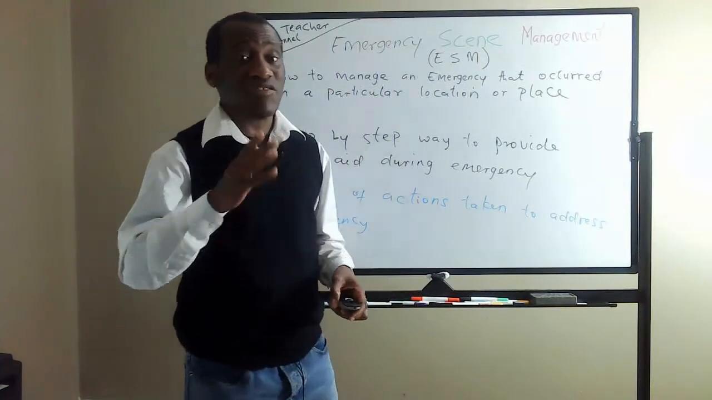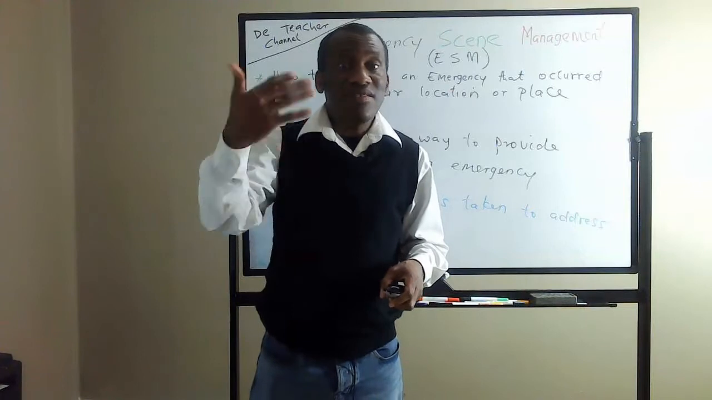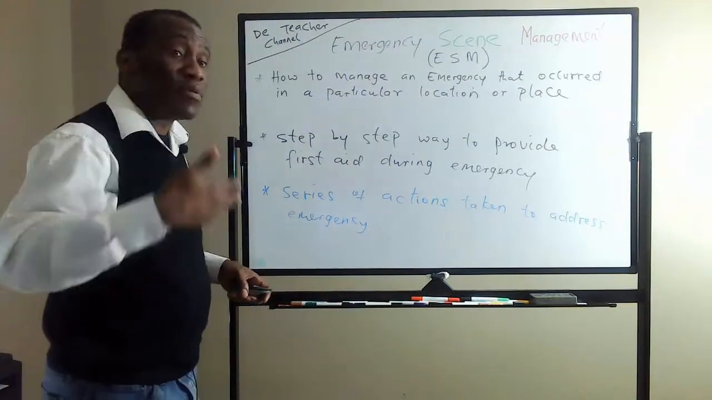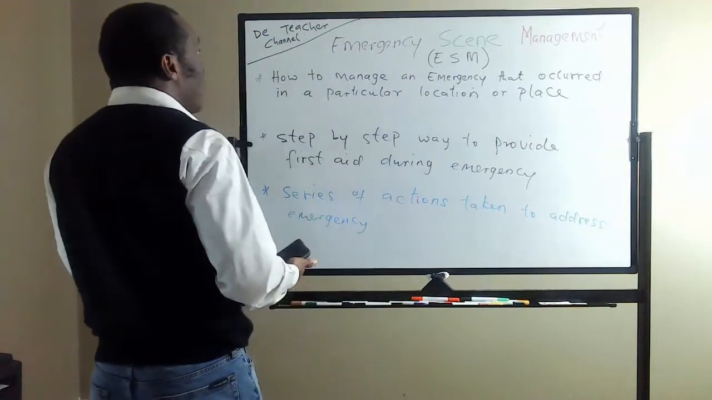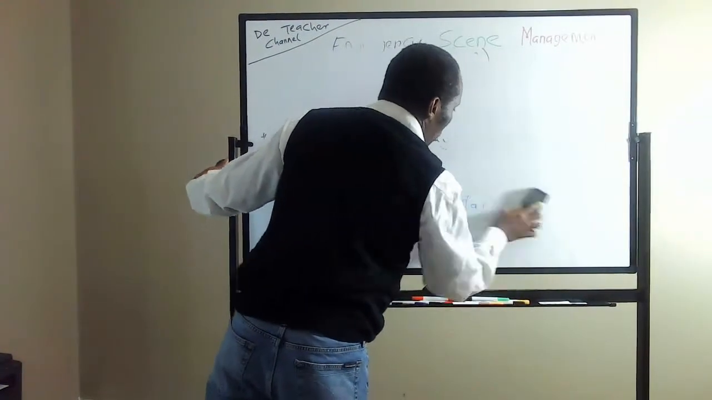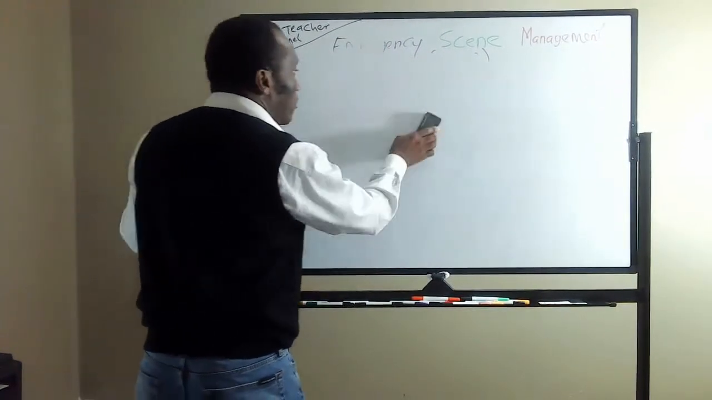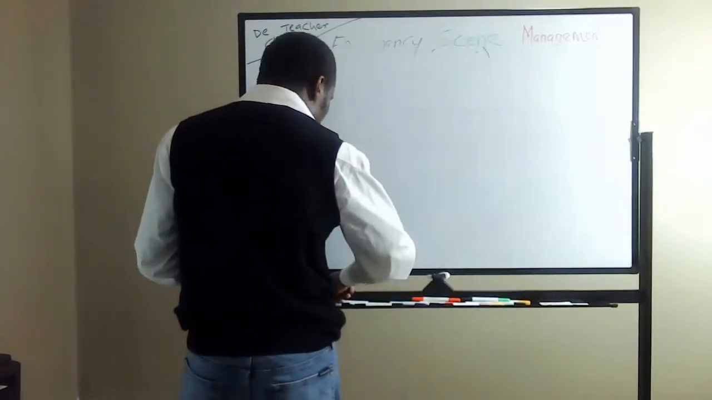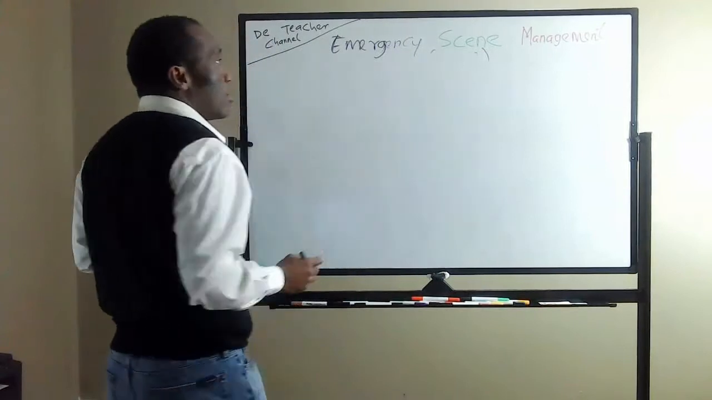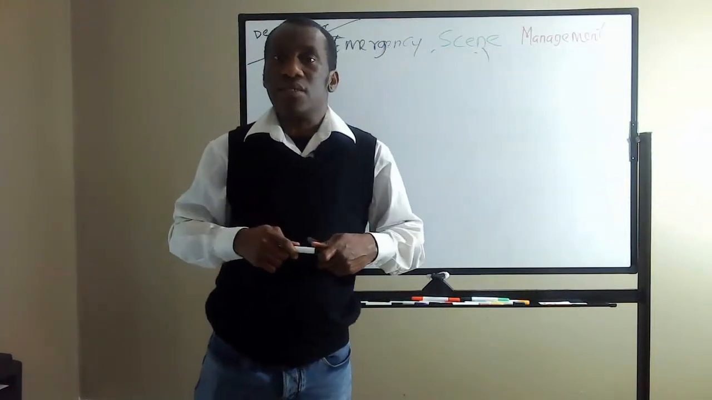When you talk about first aid, you're talking about coming to somebody's aid, helping somebody. And when you do that, you are managing an emergency. So we call it emergency scene management, and that emergency happened in a particular location. There are four broad actions that one takes to manage an emergency. Okay, I'm going to put them on the board: four broad divisions, four broad steps that you go through.